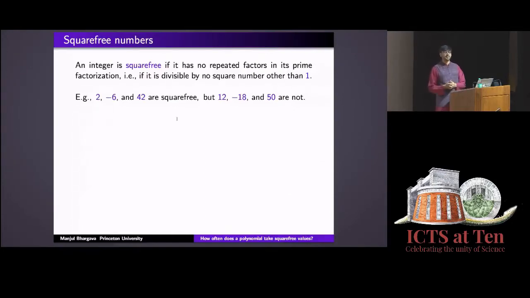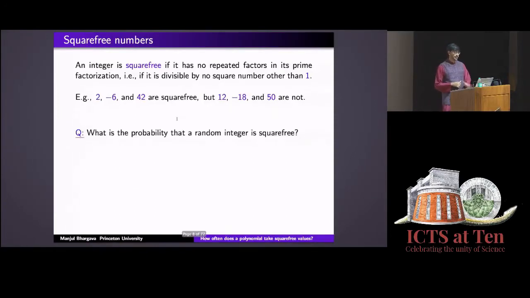You can test it just by dividing by all possible squares and make sure that it's not divisible by any square, or you can break it up into prime factors and just make sure that no prime in the prime factorization occurs more than once. Okay, so that's what it means to be square-free. It's a simple property of a whole number. And the first natural question that arises is if you pick a random whole number, how likely is it to be square-free? So what's the probability that a random integer is square-free?